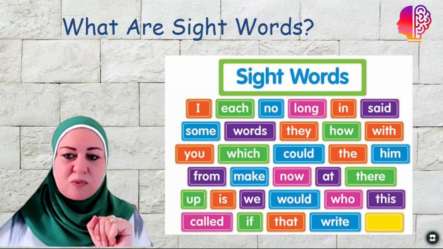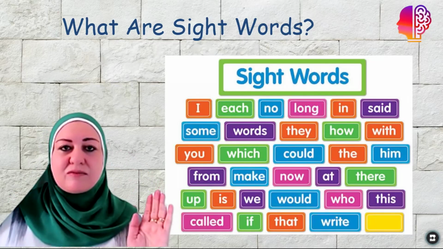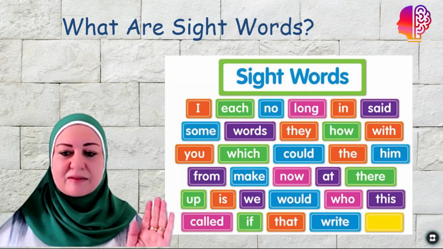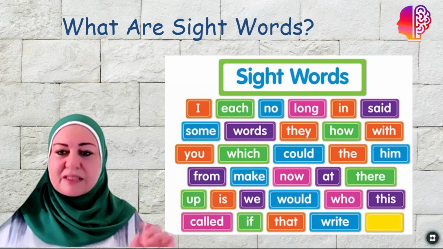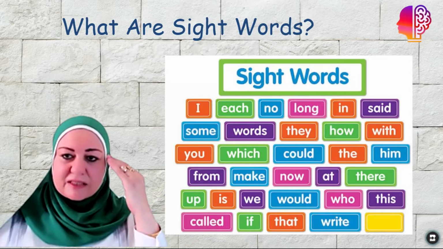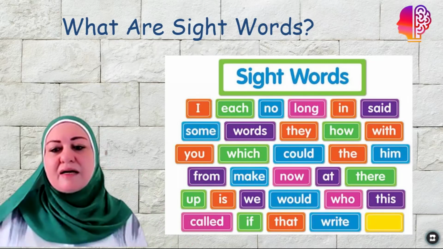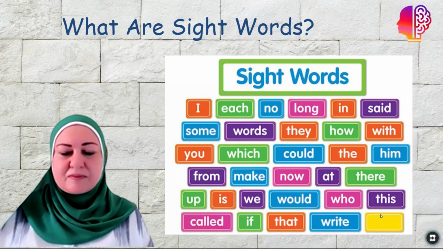So now the child learned what the word you looks like, okay? It's an irregular word. The child learned it. Now he committed it to memory. Now it's a sight word.